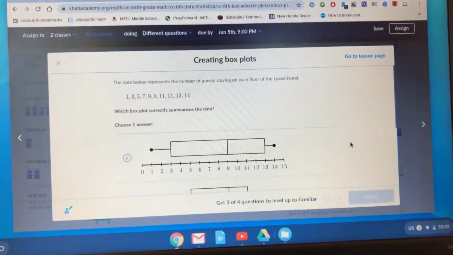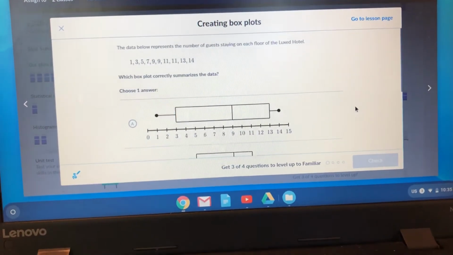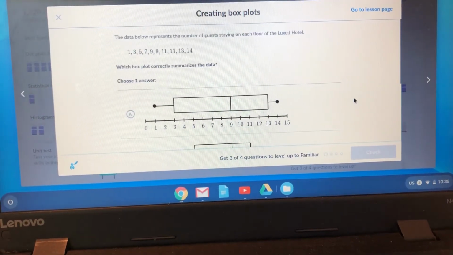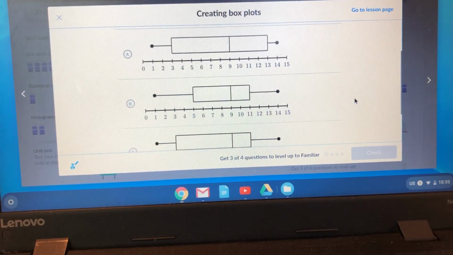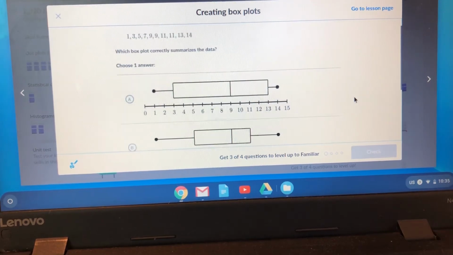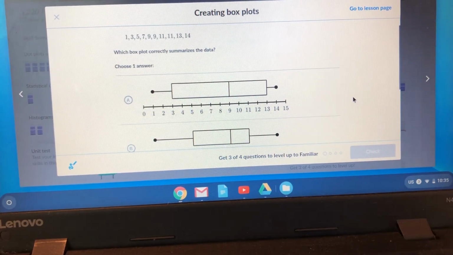So the first question that we have here on Khan looks like this. We are given some data, it's already in order from least to greatest, and we need to choose between these three box plots that have already been created. They're asking us which one correctly summarizes the data. So I'm going to show you on paper. It's typically easier to write it out on paper.